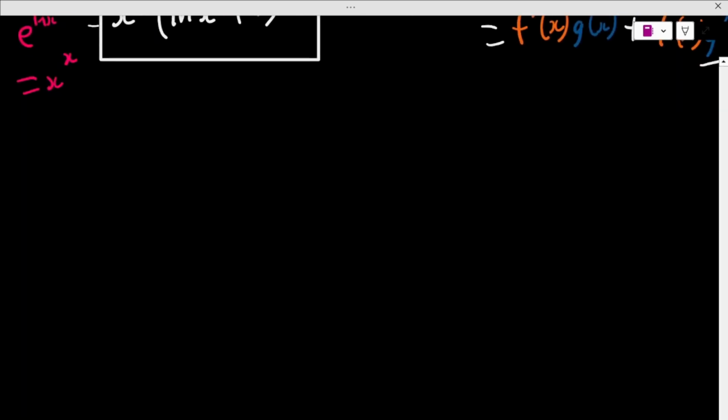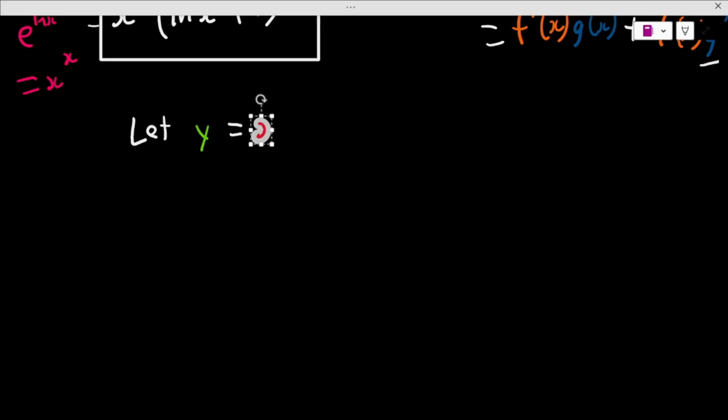Now we are going to be using a different method called implicit differentiation. This may be foreign to you, but just go along with it. We're going to let y be equal to x to the x. Let's take a ln on both sides. Using the logarithmic property, we can bring this power down. So this is going to be ln of y is equal to x ln x.